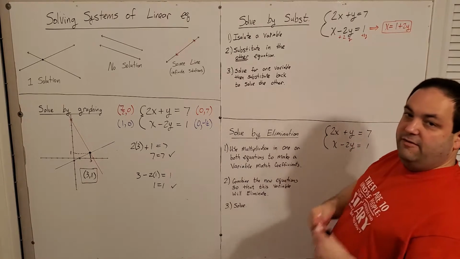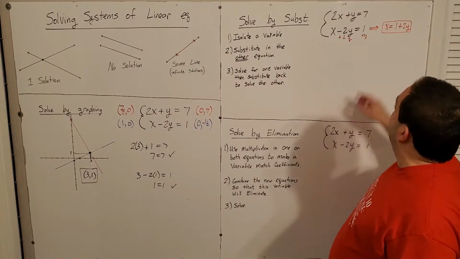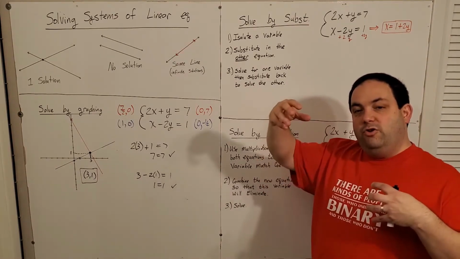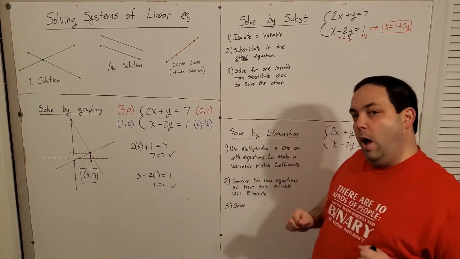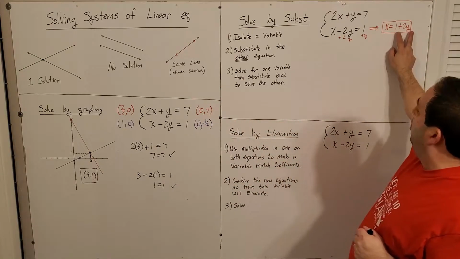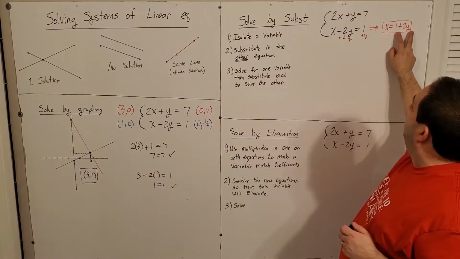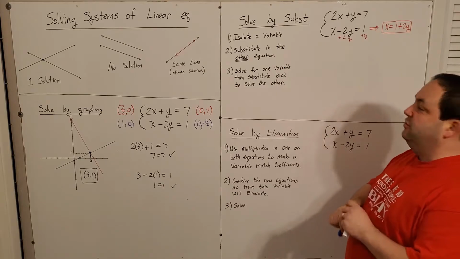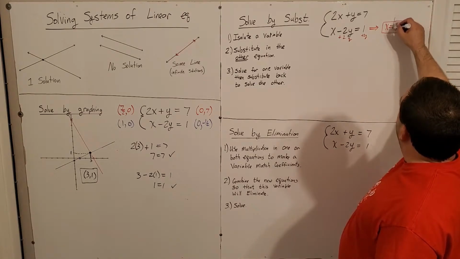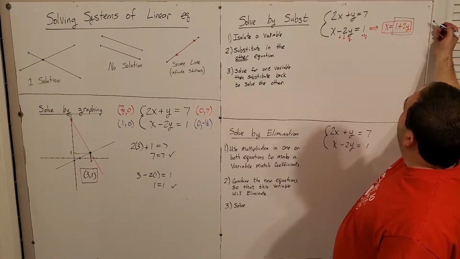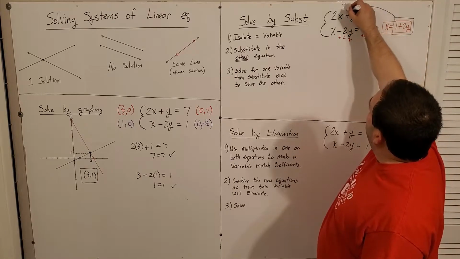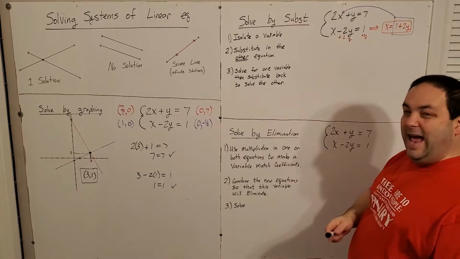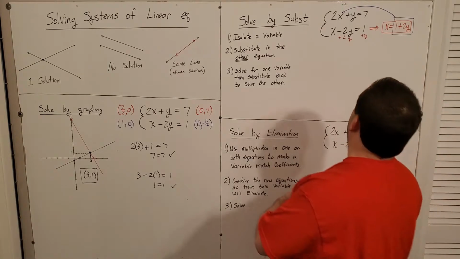So I've isolated a variable. But what I've done is I've shown that x has the same value as 1 plus 2y. So I can take that 1 plus 2y and plug it into the x of the other equation. And that's what step 2 is. Take this thing that it has the equal value of and substitute it into itself in the other equation, right? Into x. So here's what happens.